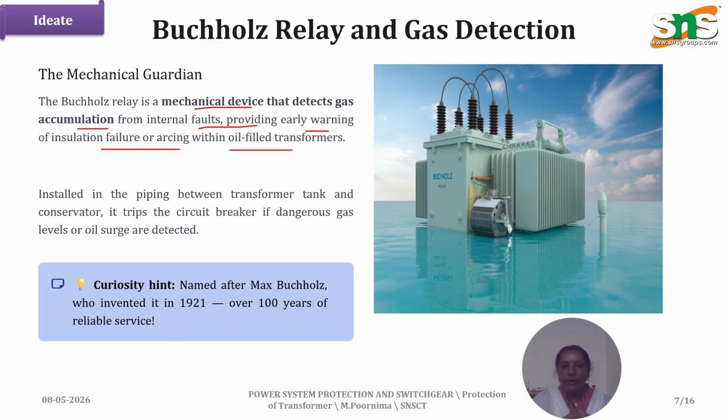It is installed in the piping between the transformer and the conservator tank. It trips the circuit breaker if a dangerous gas level or oil surge is detected.